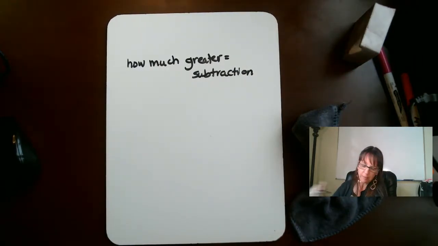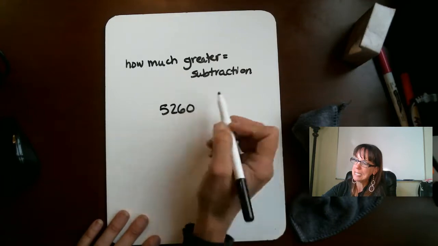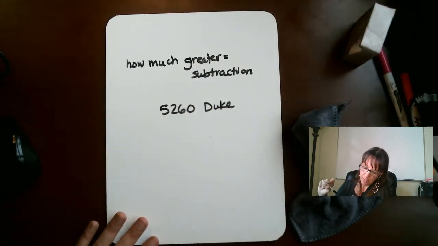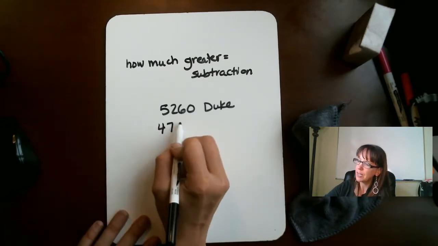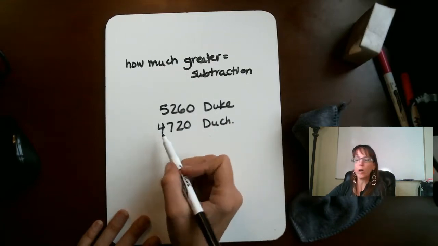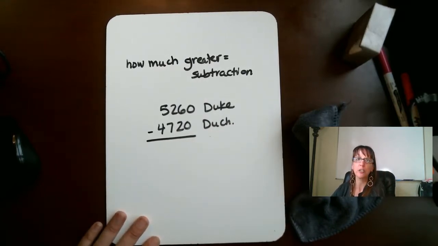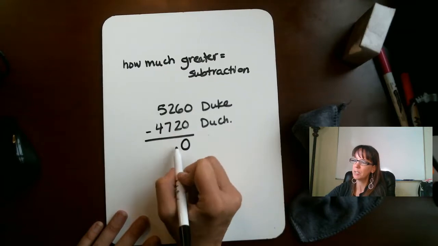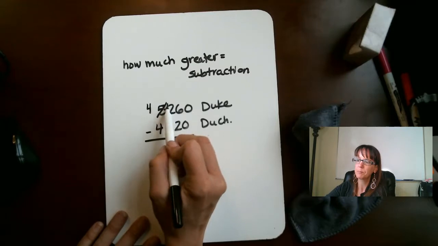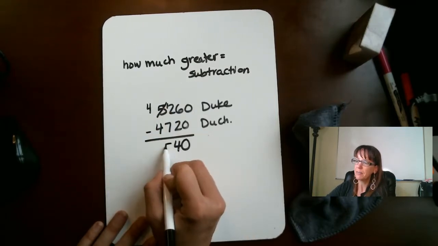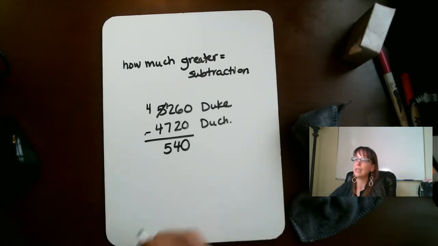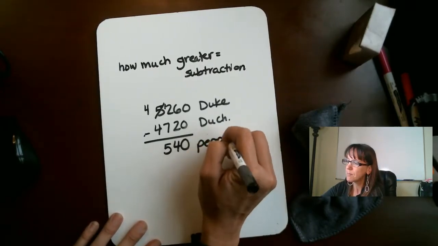So we're going to be doing some subtraction. The Duke counted 5,260. That's the Duke. The Duchess counted 4,720. That's the Duchess. How much greater was it? Well, that means we're going to have to do some subtraction. Okay, 0, 6 minus 4, or 6 minus 2 is 4. 2 minus 7 we can't do, we have to borrow. Okay, 12 minus 7 is 5. 4 minus 4 is 0. So there were 540 people.